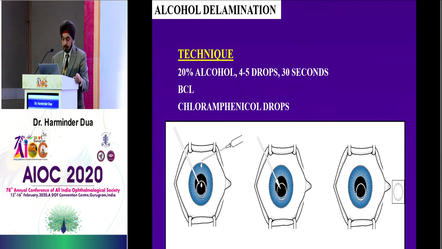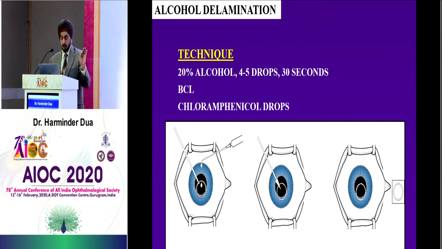And this is the technique. You take an optical zone marker for cross-linking. There's a standard 9 or 10 millimeter marker, but otherwise you can have your 6, 7, 8 millimeter. You place that on the area of the pathology that you're going to treat. We're not talking of LASIK or cross-linking now.